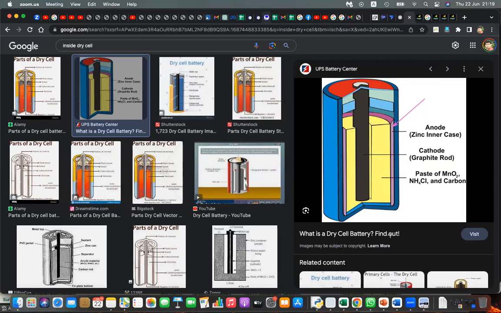Okay, in this zinc, there will be a reaction with this paste of MnO2, manganese dioxide, as well as this ammonium chloride paste.